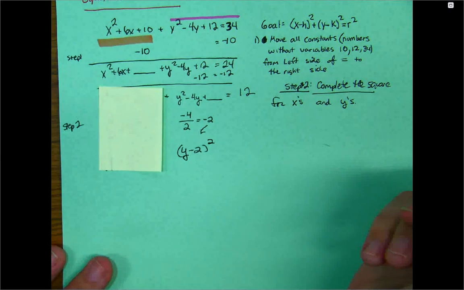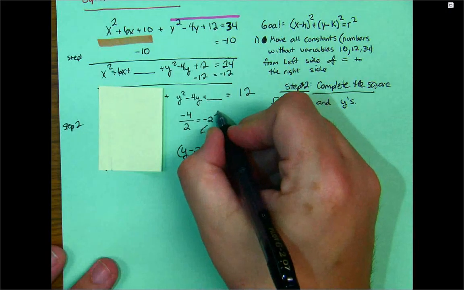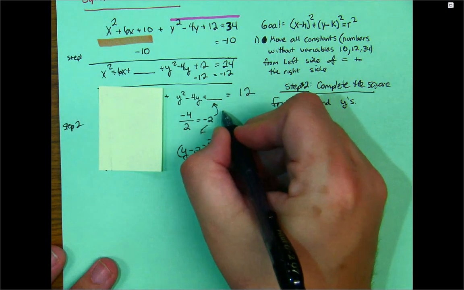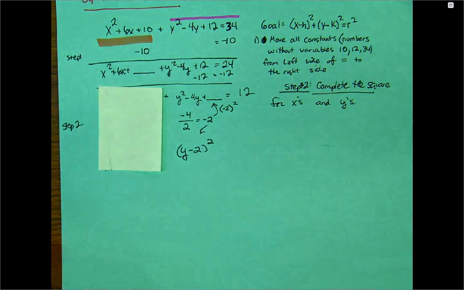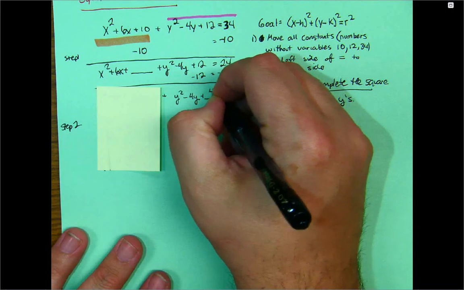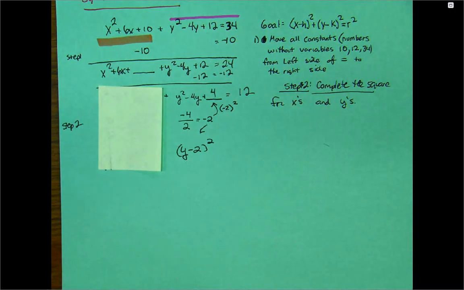But in order to figure out what goes up there, I need to take negative 2 squared. Now here's the nice thing. If it's positive or negative, don't even worry about it. Just square the number. What's 2 times 2? 4. So you just put a 4 up there. It's going to end up being positive no matter what, because a negative times negative is always positive.